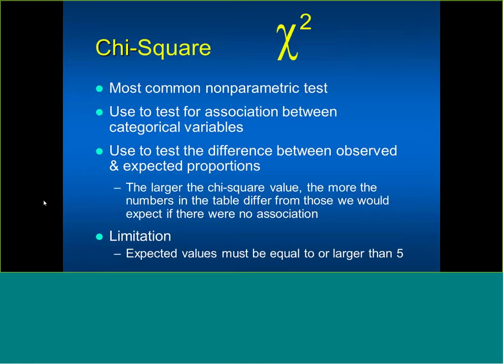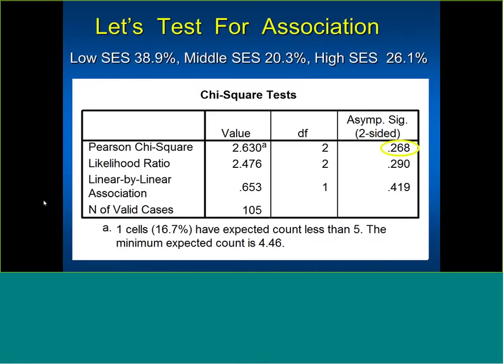And I have to be careful of how many people are in each cell. If I have too few, it's not a good test to run. So in this case, I can actually run it, and I get this output. I take the first row, which is the Pearson chi-square value, and I've circled it, and it's 0.268. That's my p-value. That's always the p-value that we're trying to find. And so it's not less than 0.05, obviously. So I have to conclude then that there's no association between smoking and socioeconomic status.